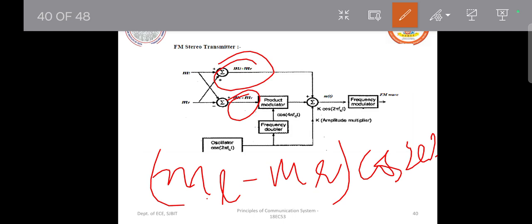Now this is nothing but a kind of DSBSC signal. So there are three signals: number one is ML plus MR, number two is the output of the product modulator, which is the equation I've written here, and the third one is cos 2 pi FCT with an amplitude multiplier K. All three signals get added up, and finally what you get is some M of T. That signal is frequency modulated. So we are frequency modulating that signal and we'll be transmitting it. Clear? So this is about the frequency modulation part.